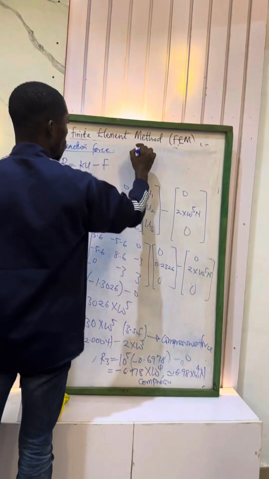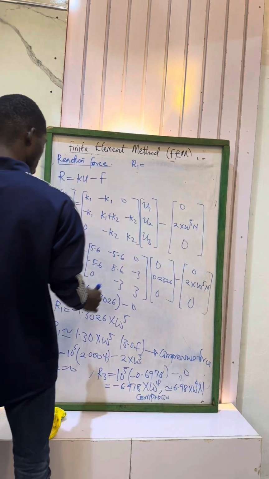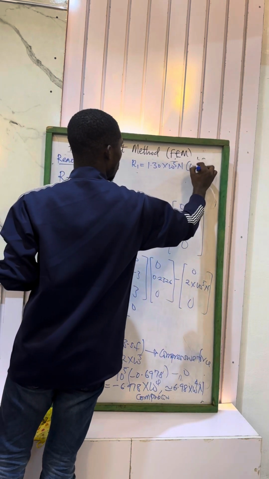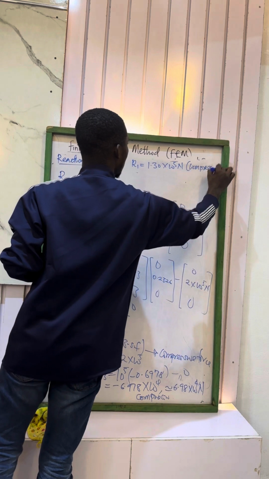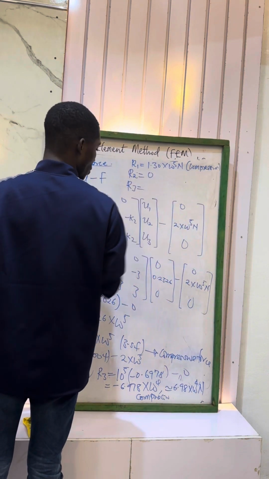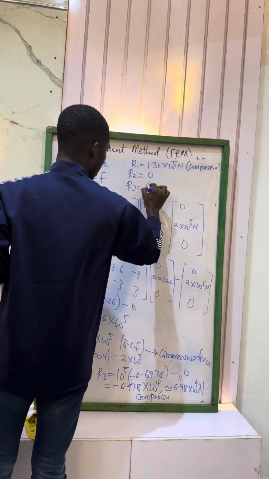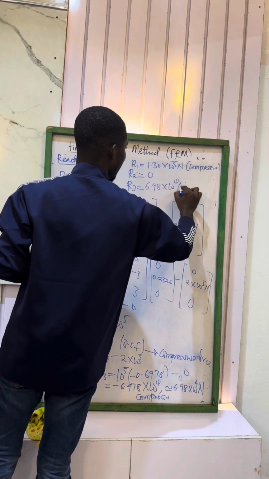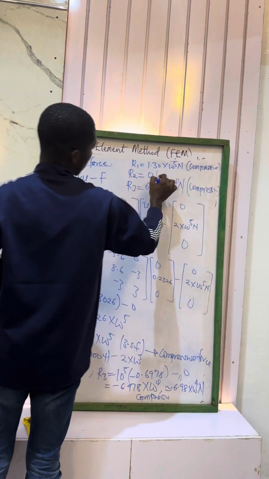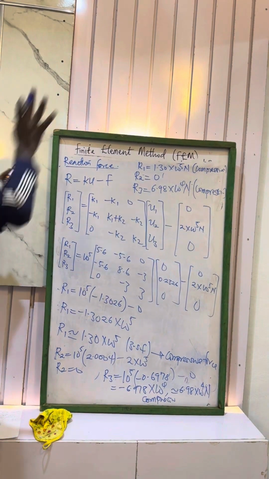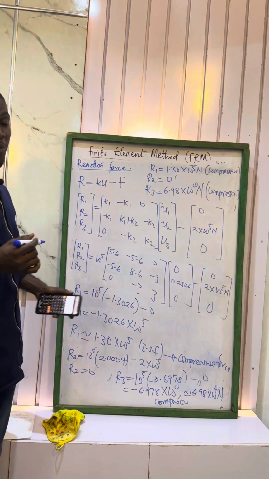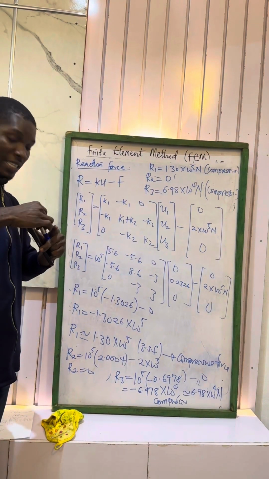So we are able to get our R1 to be equals to 1.30 times 10 to the power 5 Newton compression. Then R2, where the force is acting, which is 0. Then our R3, which is 6.98 times 10 to the power 4 Newton, which is also compression. So it is only at this point that we have our force to be tensile. That is where the direction of the force is. So thank you. Today we are able to solve this example 1, and we continue with example 2 in the next section. Thank you.